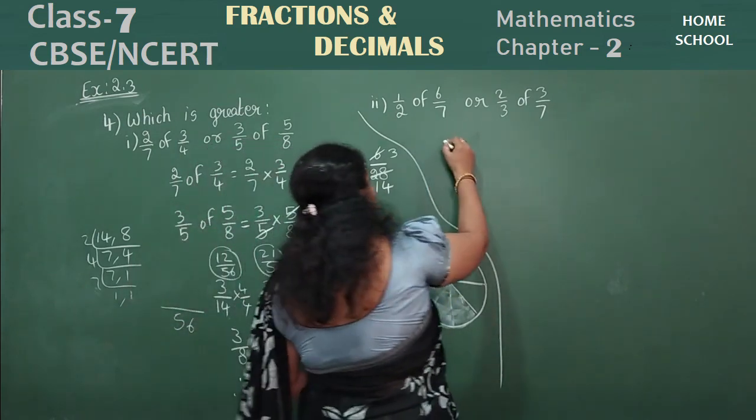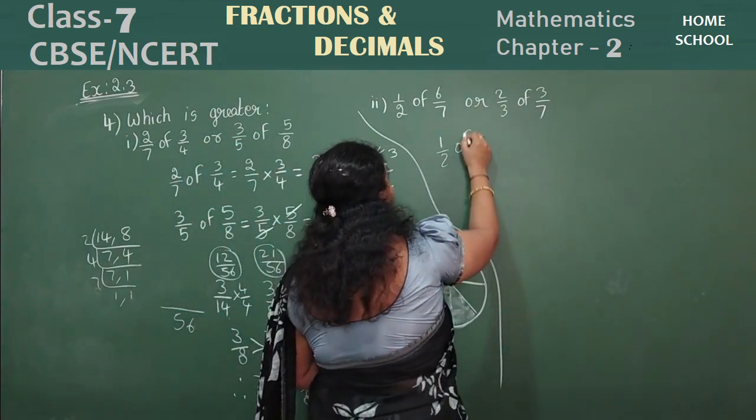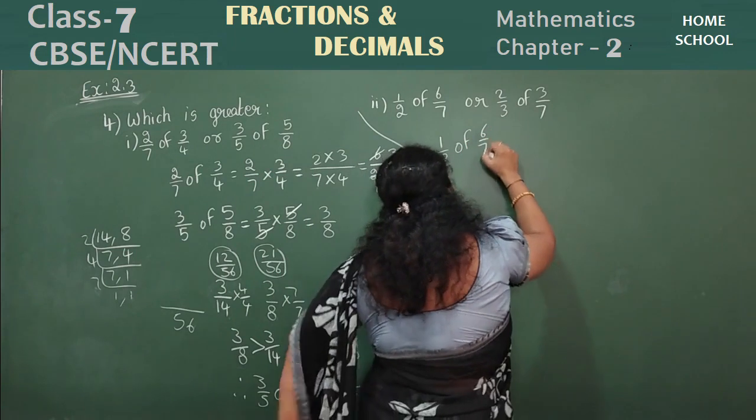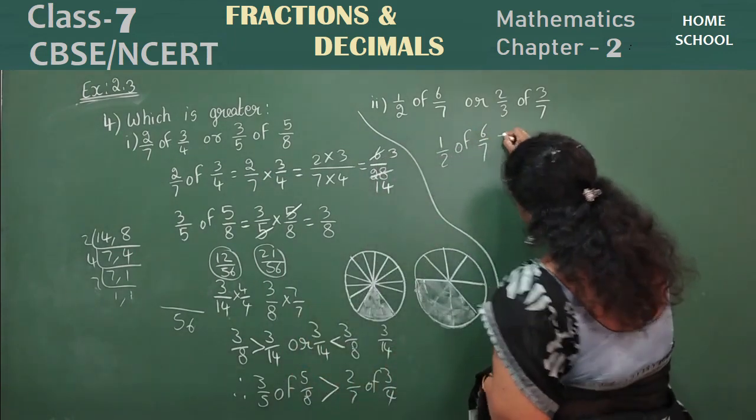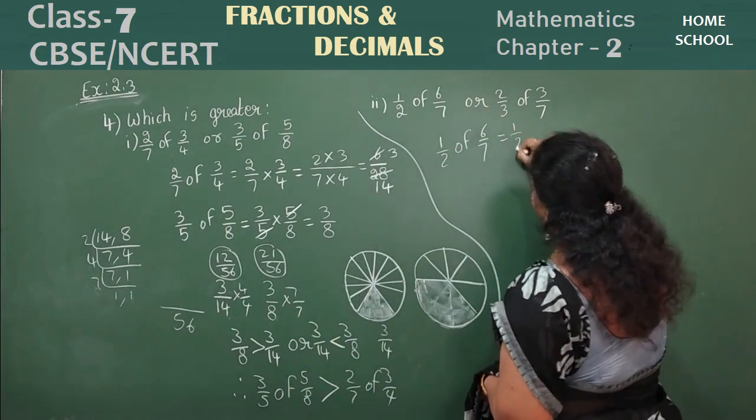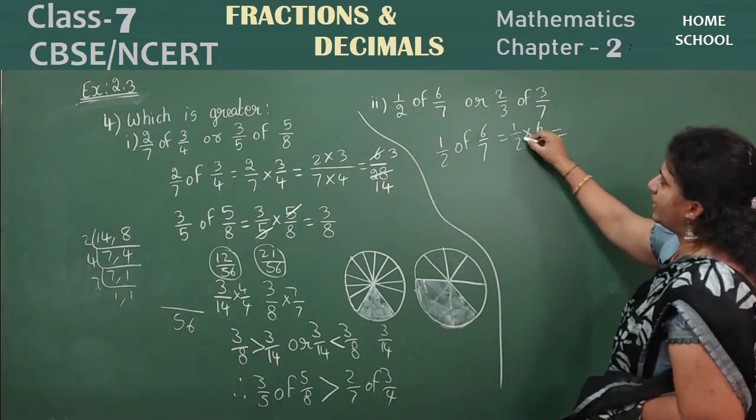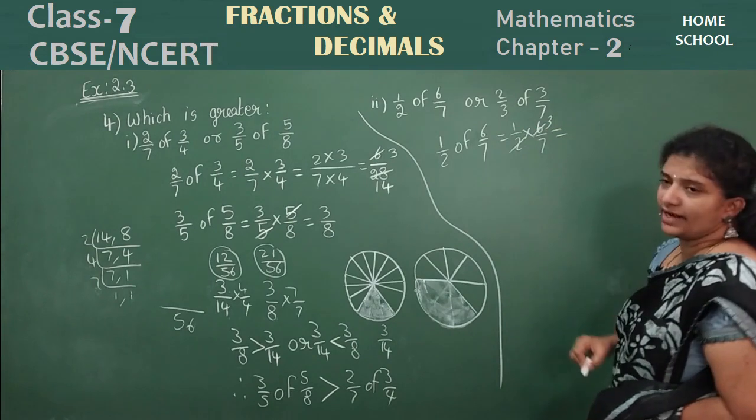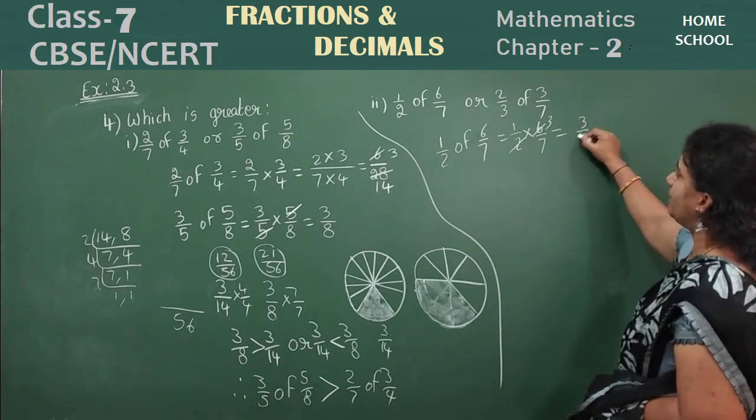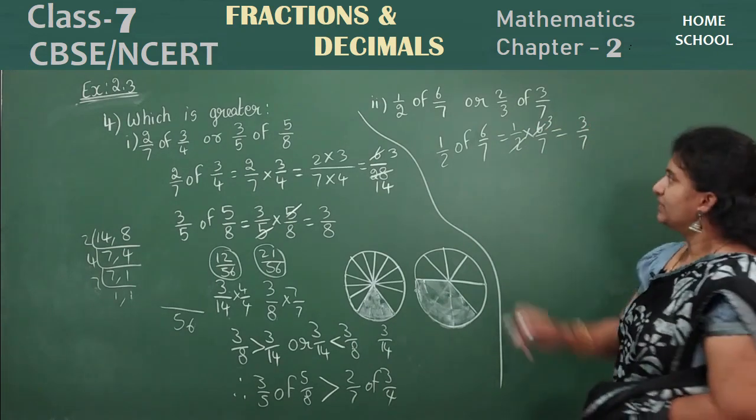How do you write, children, this one? Half of 6 by 7. Half of 6 by 7, how do you split? Half into 6 by 7. So now 2 3s are 6, right? So 3 by 7 is your answer.